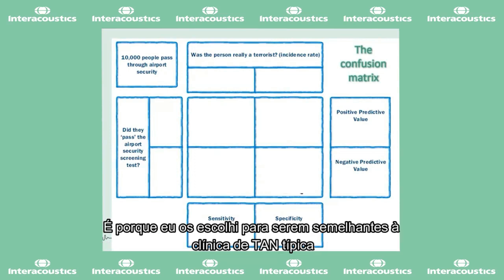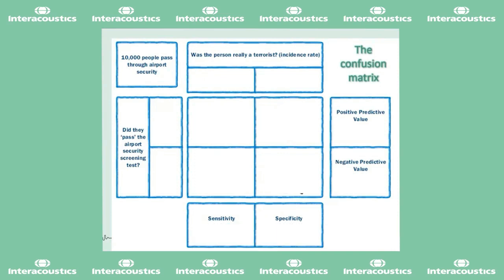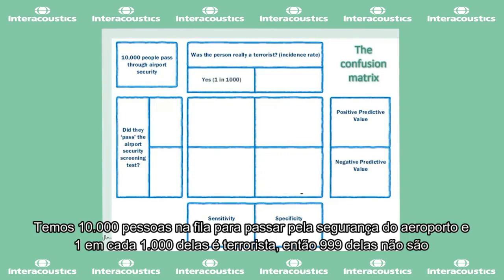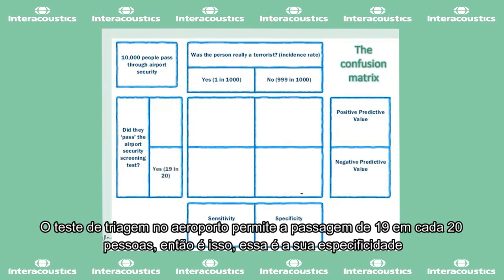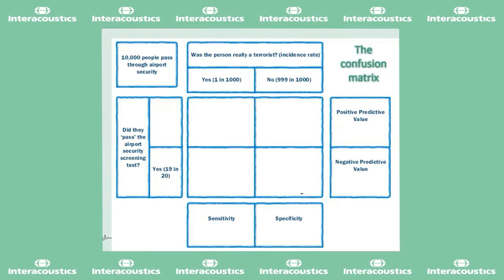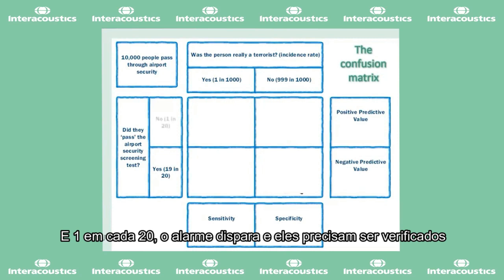So let's just examine the numbers in this trivial example and see what the impact of sensitivity and specificity is, because I've chosen them to be similar to the typical hearing screening clinic. So we've got 10,000 people queuing up to go through airport security, and 1 in 1,000 of them are terrorists. Okay, so 999 of them are not. They're just like you and me. The screening test at the airport lets 19 out of 20 people through. Okay, so that's its specificity. And 1 in 20, the alarm goes off and they have to be checked.